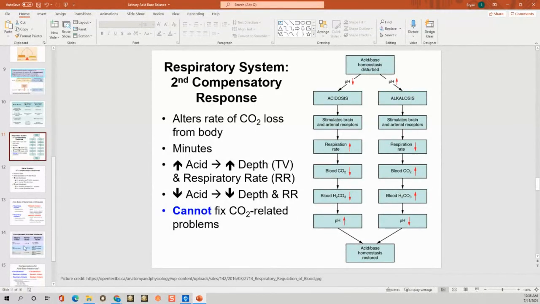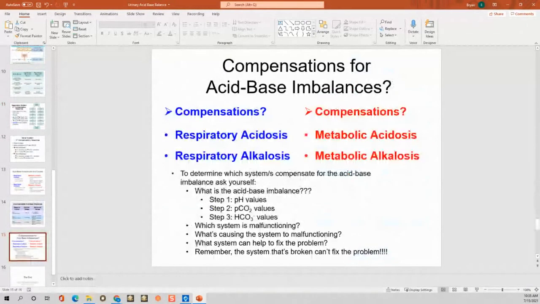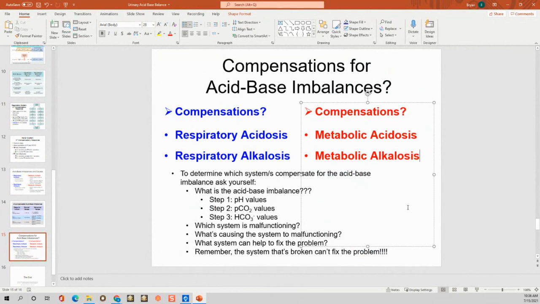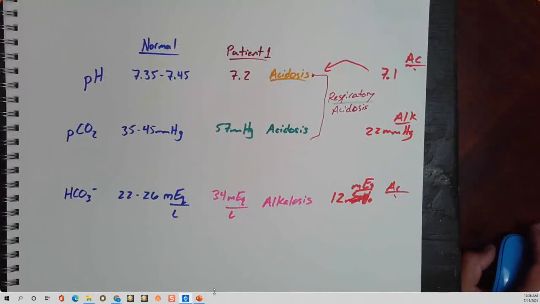Thank you guys for sticking around so long with me today. I really appreciate that. I have a final slide. You guys can walk through this on your own. This is what I just did, right? Step by step, I write down the instructions on how to determine whether it's metabolic versus respiratory, whether it's acidosis versus alkalosis. So this is just that step by step, the same logic that I used to make this table. Okay?